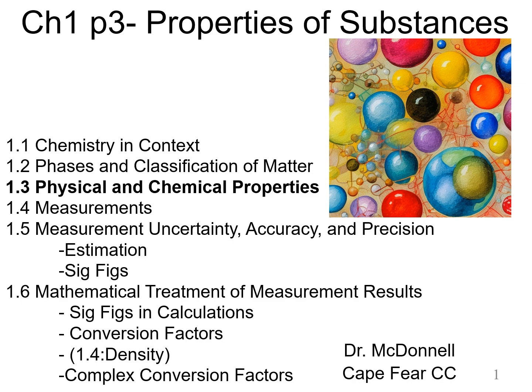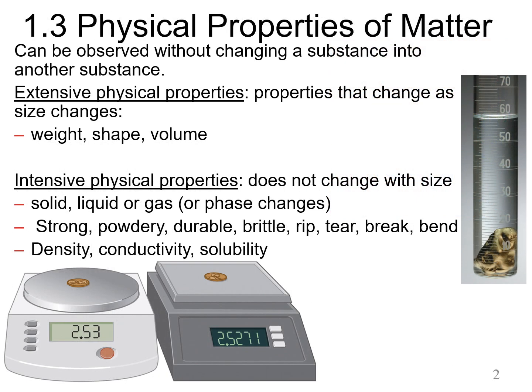In this section, we're going to talk about physical and chemical properties and how they can be used to identify and separate different substances. Physical properties of matter are things that can be observed without changing the substance into something else. So we can change a solid or liquid or gas, or simply just measure if it's solid, liquid, or gas, and that's not going to influence the type of chemical compound.